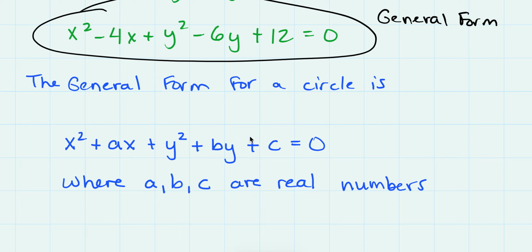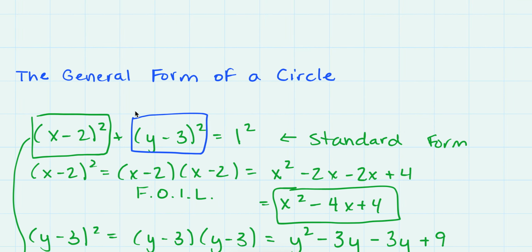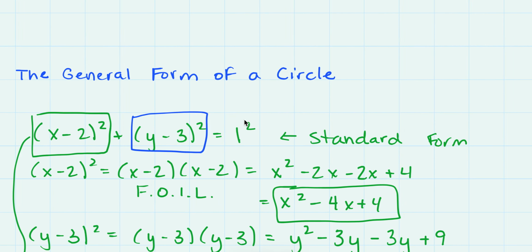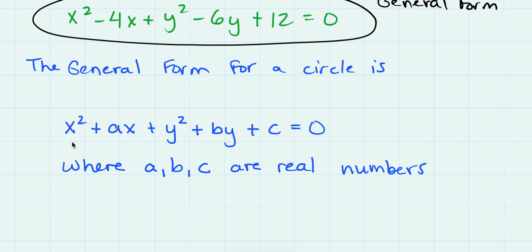But when you move things over, you're going to be able to get it into the standard form, something like this. So we're going to look at some examples where we do that. And we're going to have to use a method called completing the square to put something in general form back into standard form.